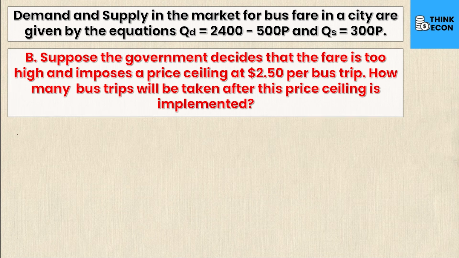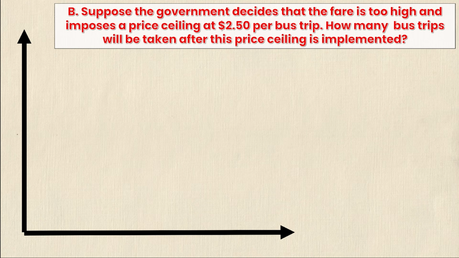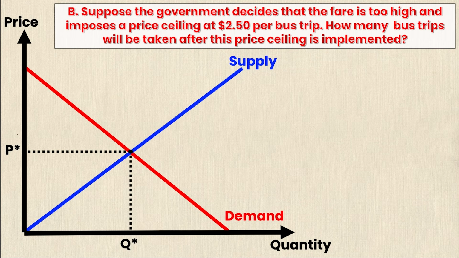Well, for this question, I'm going to give you the same advice that I give my in-person students, and that is to draw it out. So I'll start with my axes, my supply and demand equations, and then I label everything. So price on the vertical axis, quantity on the horizontal axis, the demand curve is in red sloping down, the supply curve is in blue sloping up, and I have my P star and Q star, or my equilibrium point, labeled.